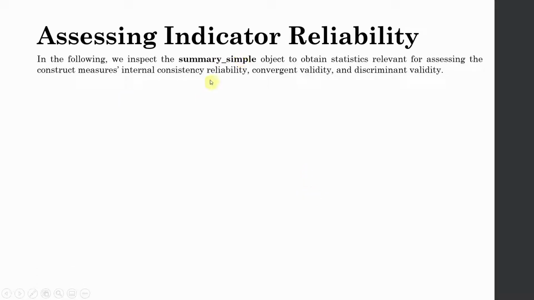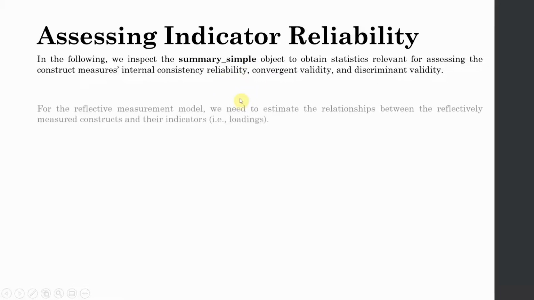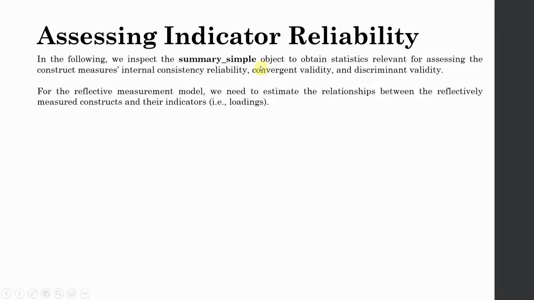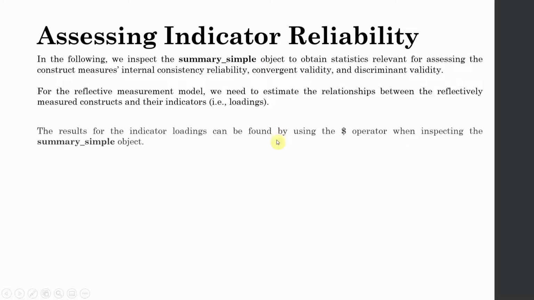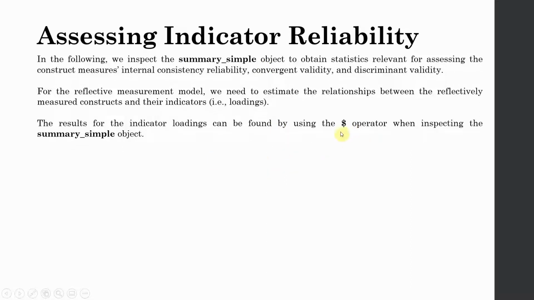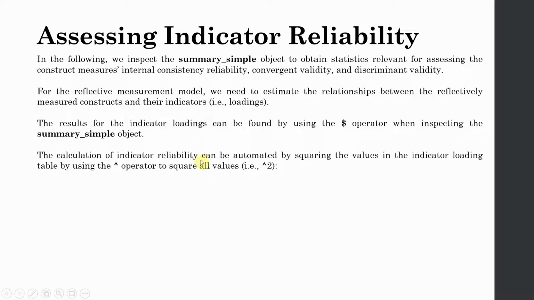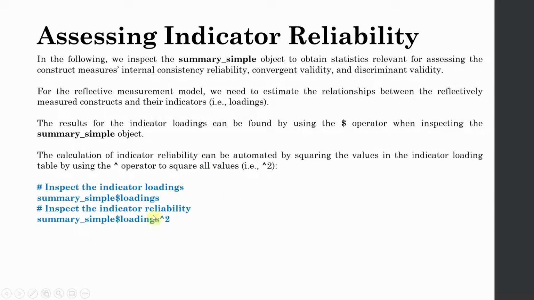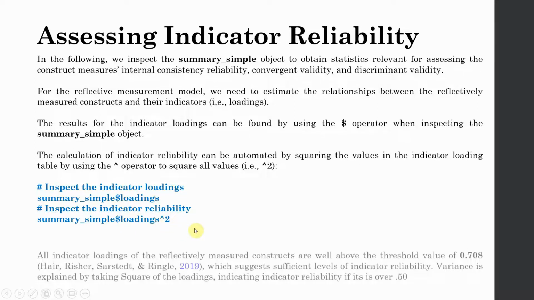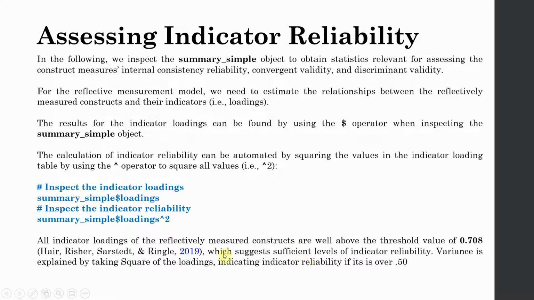How do we assess indicator reliability in SEMinR? Again, we have our summary_simple object, and we simply use the $ sign with the summary_simple object to get our indicator reliability. This is the code. This will give you the loadings, and this will give you the indicator reliability, that is the square of the loading. Again, this square of the loading should be over 0.50.